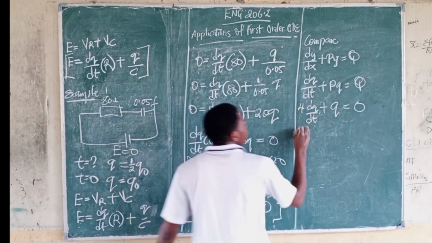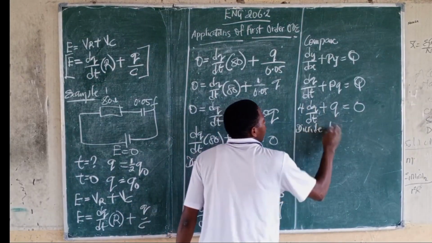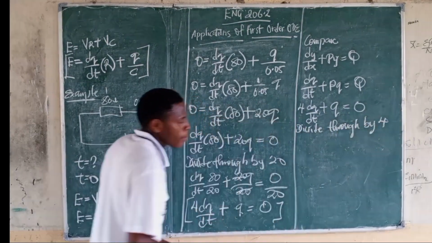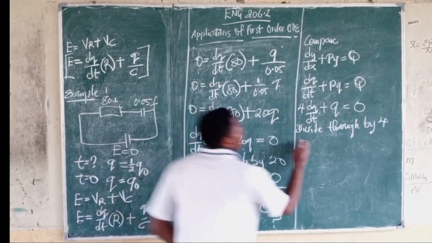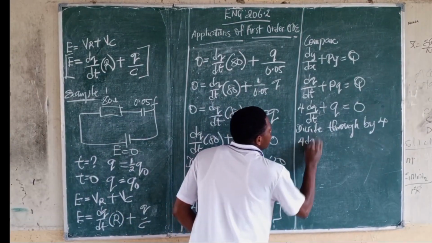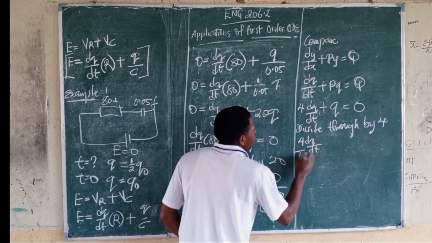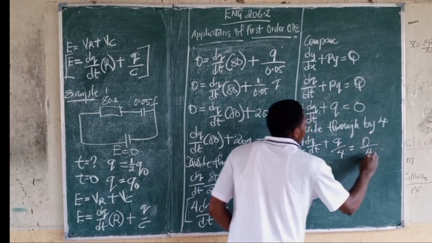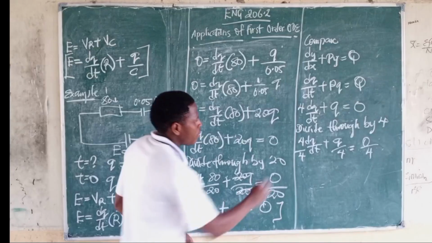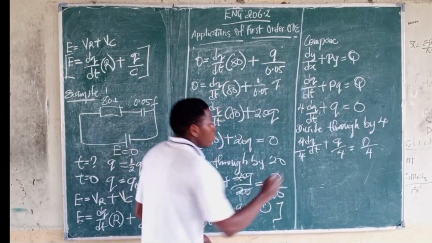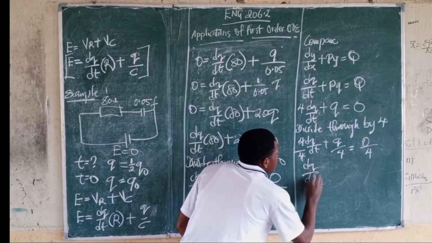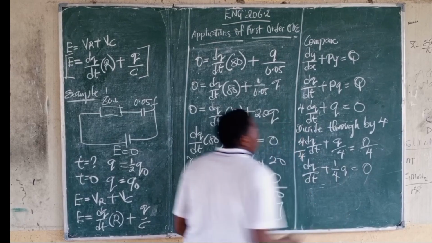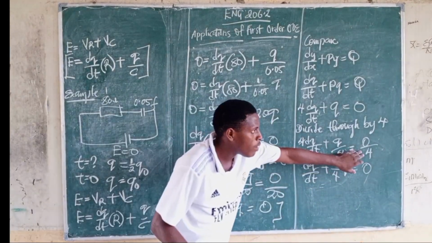So the next thing is to divide 2 by 4. If you do that, you simply have 4 dq over dt divided by 4 plus q divided by 4 equal to 0 divided by 4. You simply have 4 cancelling 4, so you are left with dq over dt plus 1 over 4 q equal to 0, because 0 divided by 4 is 0.